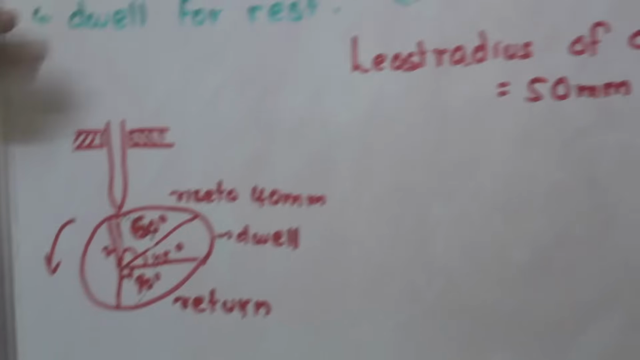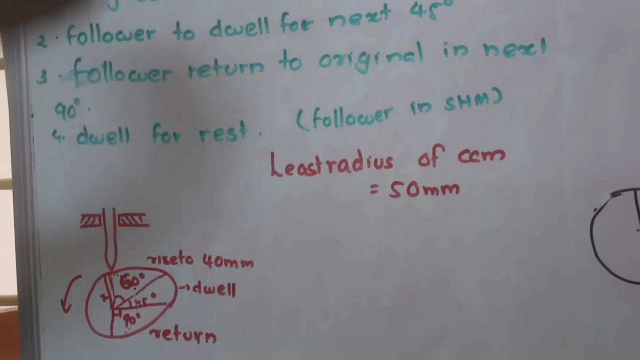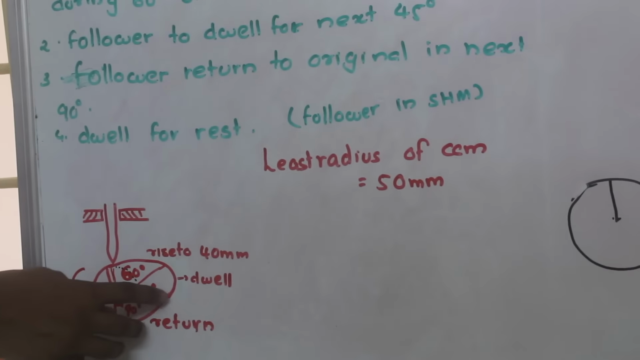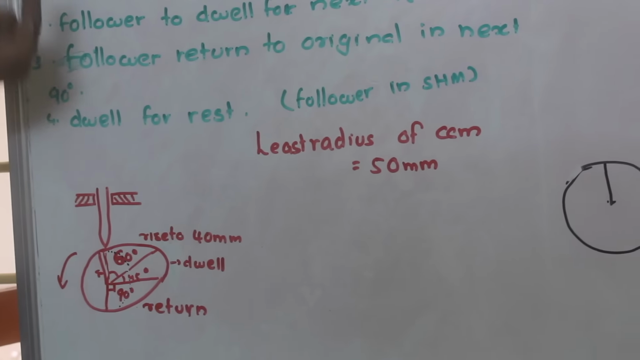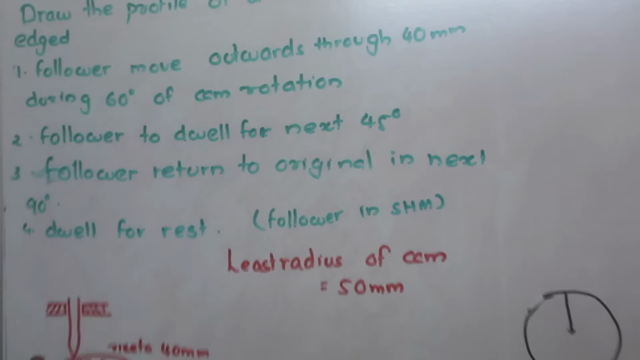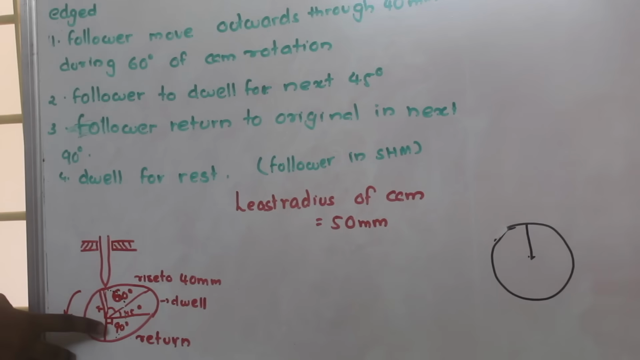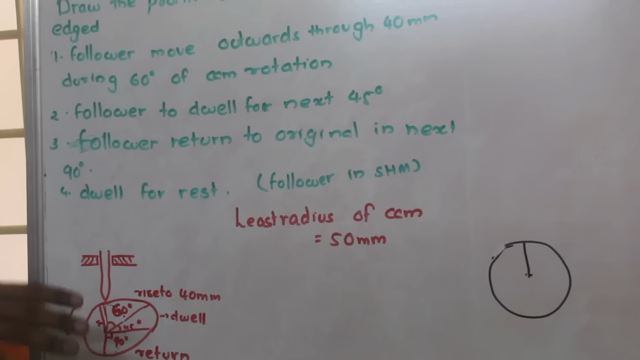Then after that, in the next 90 degree, the follower will return to its original position. That is, from this point to this point, the follower will slowly move from that 40 mm height to 0 height. And after that, this much degree, the remaining part, the follower will be at rest.